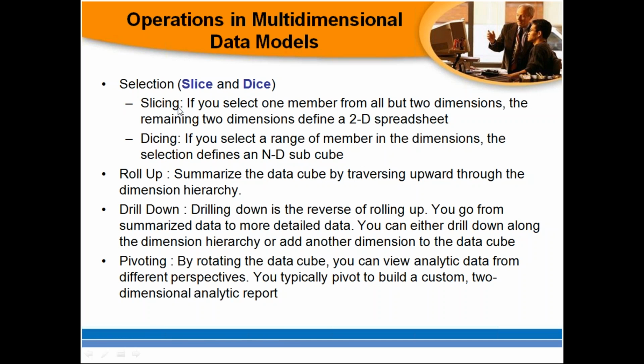Slicing. Here they have given a definition. When you look at slicing: if you select one member from all but two dimensions, the remaining two dimensions define a 2D spreadsheet. Even with around 14 years of experience in Hyperion, I still don't understand this definition. So forget about this definition. I'll give an example.